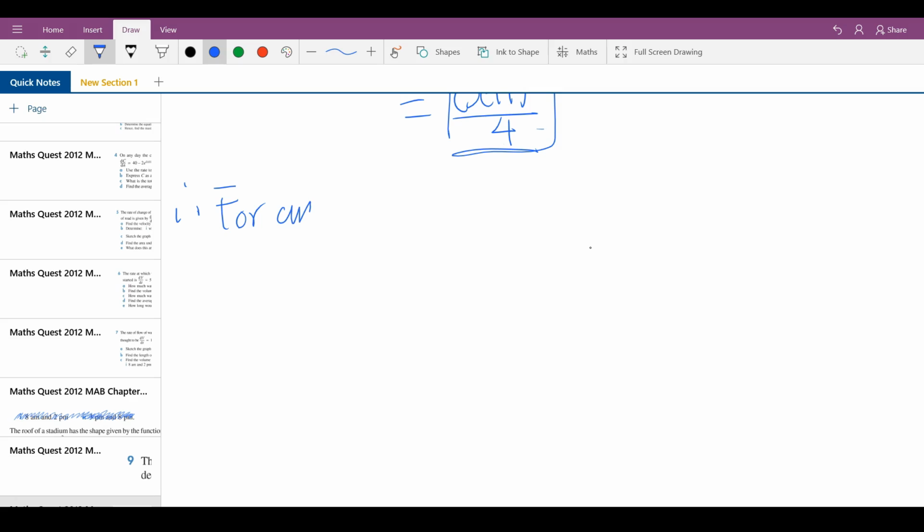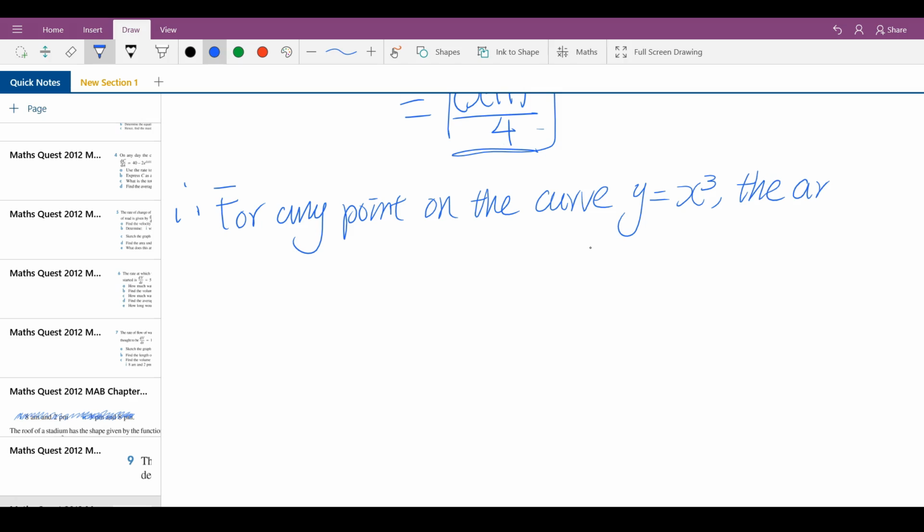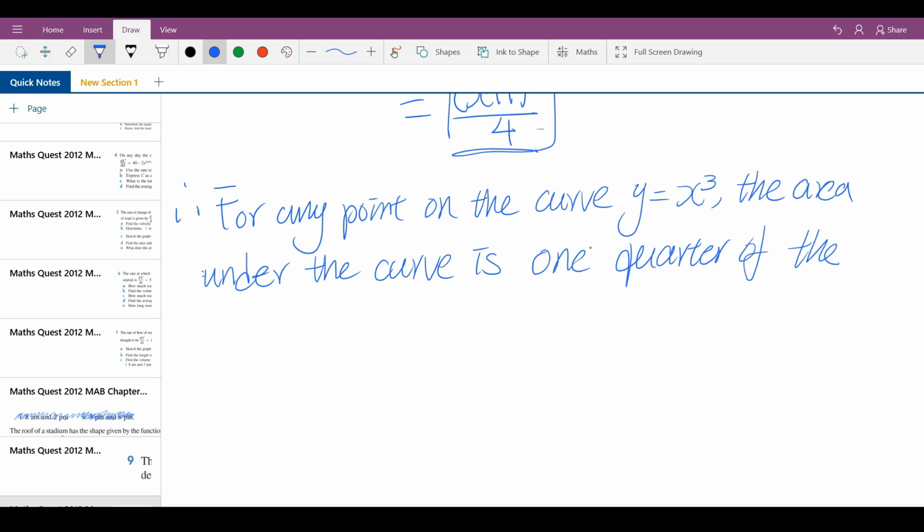For any point on the curve y equals x cubed, the area under the curve is 1/4 of the area of the rectangle.